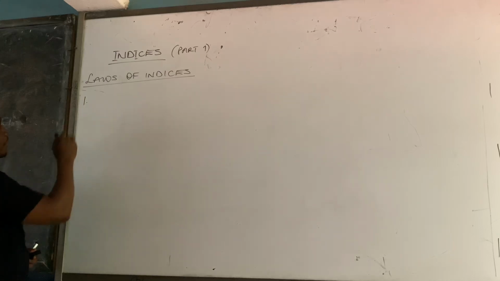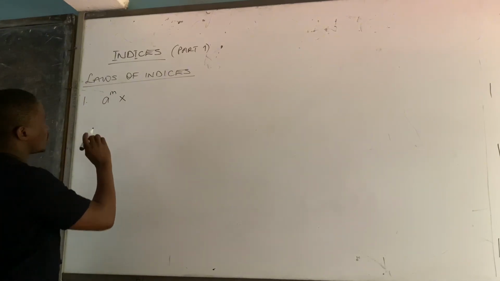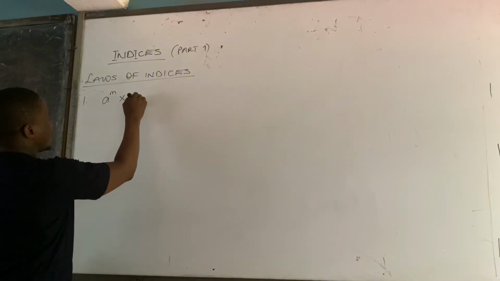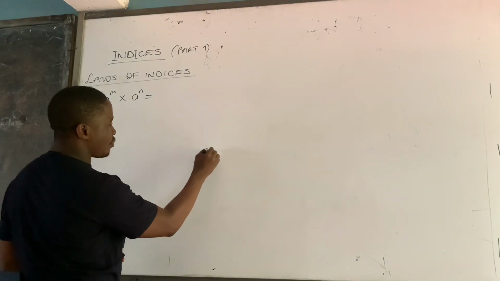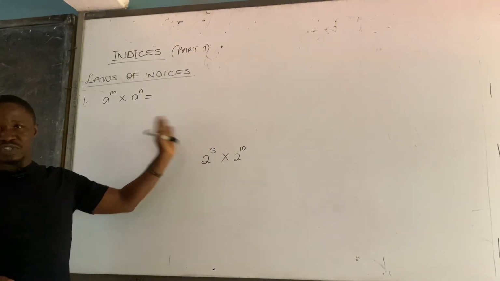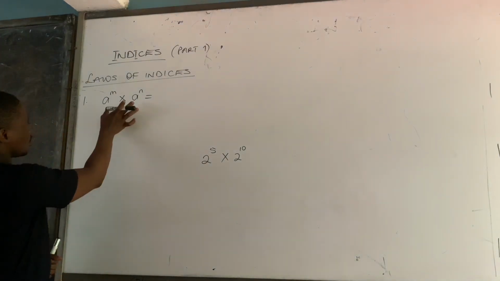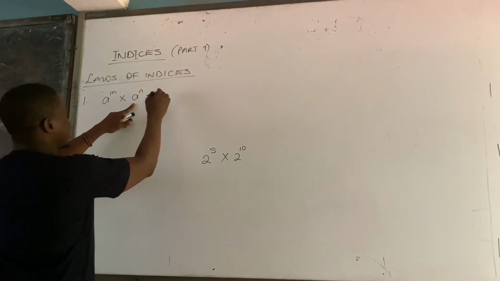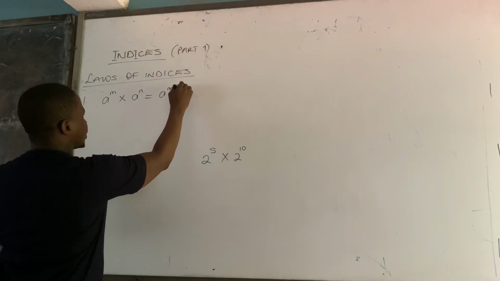The first one is when you have two bases, two values, two indices, like a to the power of m, a to the power of n. For example, you have 2 to the power of 5 multiplied by 2 to the power of 10. So this is an example of this law. We call this one the multiplication law. Whenever you are multiplying two values, but the bases are the same, what do we do? We take one of the bases. Because of multiplication, we add the powers. So we say m plus n.